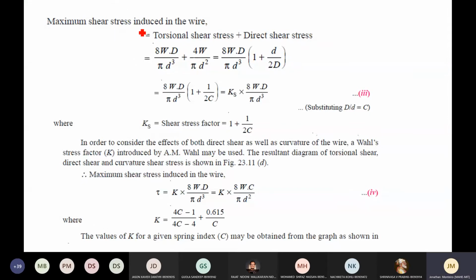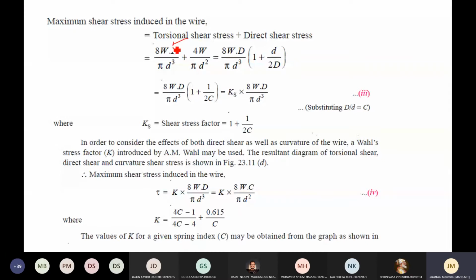So maximum shear stress induced in the wire is torsional shear stress plus direct shear stress. Again, let us come back to that. We have a small adjustment to do here. Torsional shear stress, we told ourselves, is 8WD by pi d cube. Sometimes it is also called 8FD by pi d cube. I am stressing on this point because in the design data handbook F is used instead of W. Plus 4W by pi d square, which is the direct shear stress.